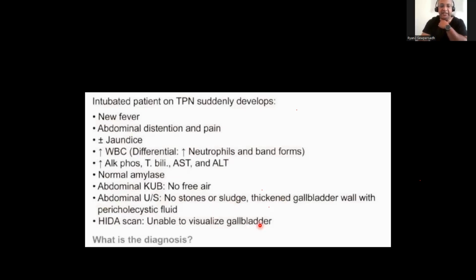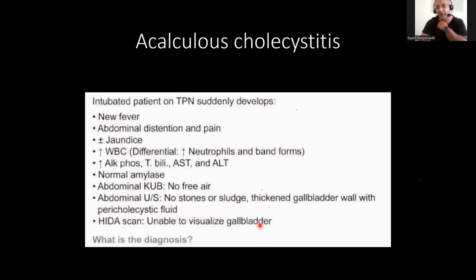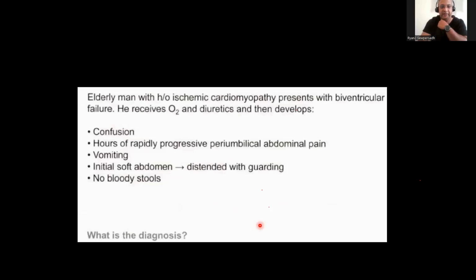Guys, this is a very specific entity which we call acalculous cholecystitis. Watch out for this in the ICU. It often happens in the setting of septic patients who are intubated.